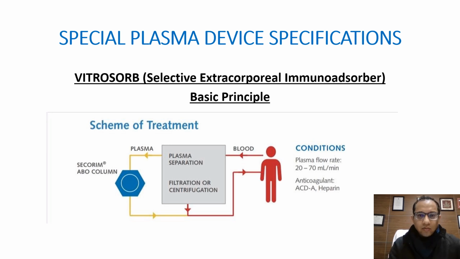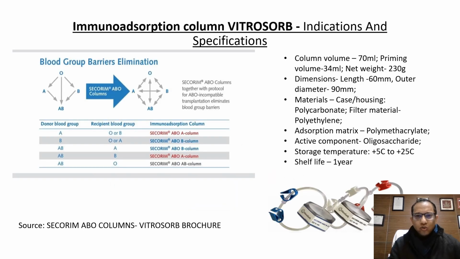One of the other secondary plasma devices is a selective extracorporeal immunoadsorber, like Vitrosorb or Glycosorb. The patient's blood goes into the plasma separation or filtration, and then through this column. This column has carbohydrate antigens coated onto it, and obviously it is going to reduce the ABO titers, and the rest is returned back to the patient. The column volume is 70 ml. It requires some priming. The dimensions are mentioned here, and what it has done is that the blood group barrier has been eliminated. So we can go from A to B, B to A, or AB to B, AB to A. All of this is possible.